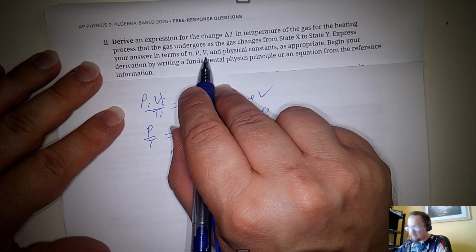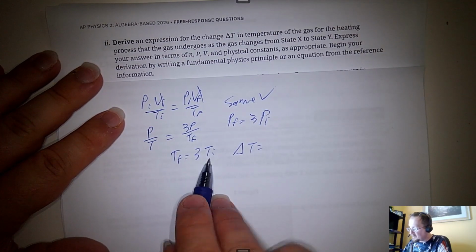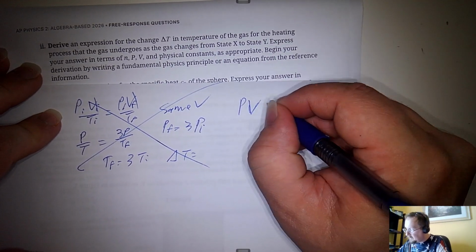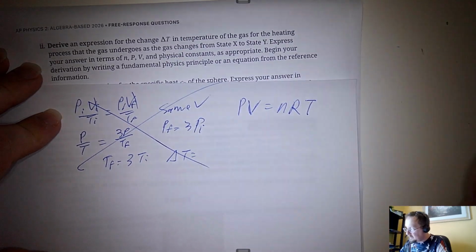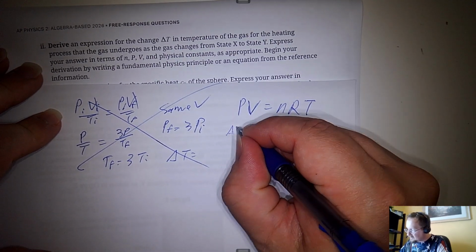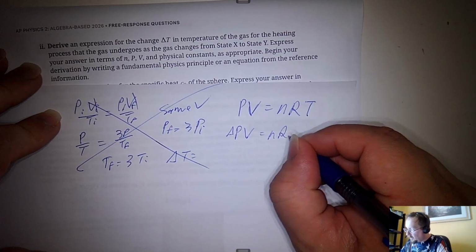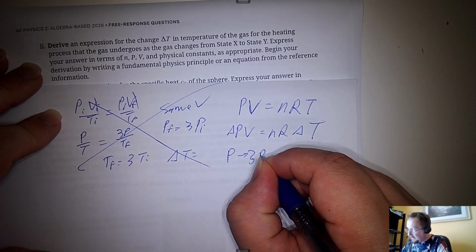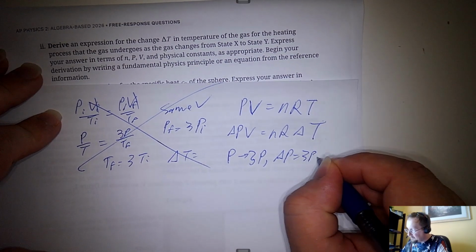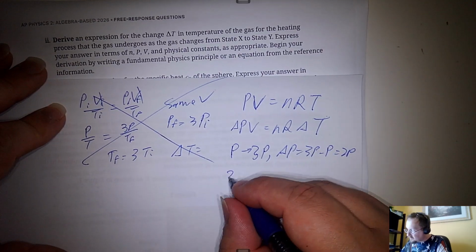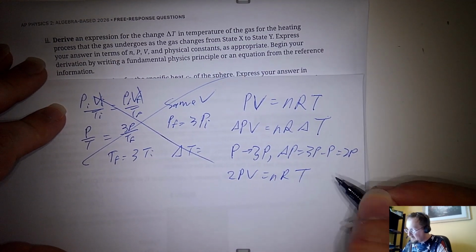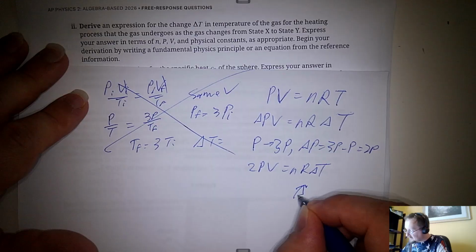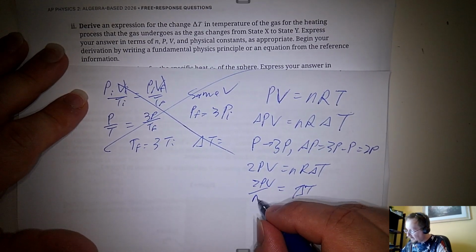oh, I take it back. This is not working for me. I'm not doing it in terms of the initial temperature. Sorry about that. Okay, let's try this again. Let's do PV equals nRT, and I'm going to say this. I'm going to say delta PV equals nR delta T, and if P goes to 3P, then delta P is 3P minus P, which is 2P. So 2PV equals nR delta T. Okay, there are no subscripts on any of these. I need to make sure that any subscripts I have to do. Oh, delta T. So delta T is going to be 2PV over nR.